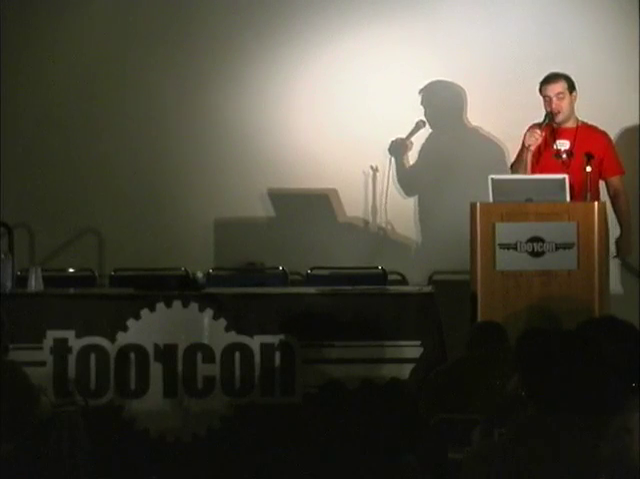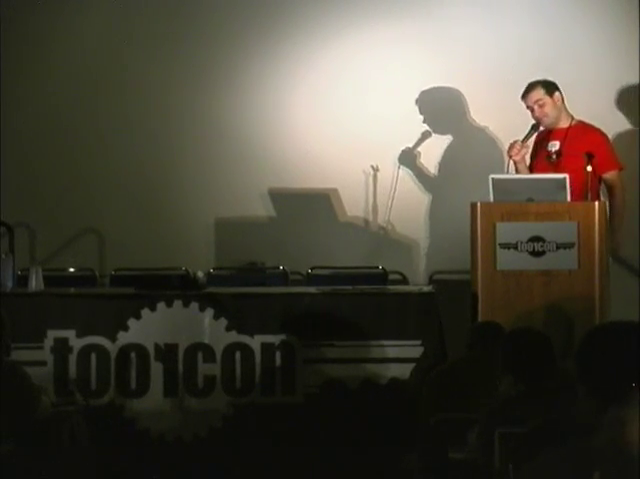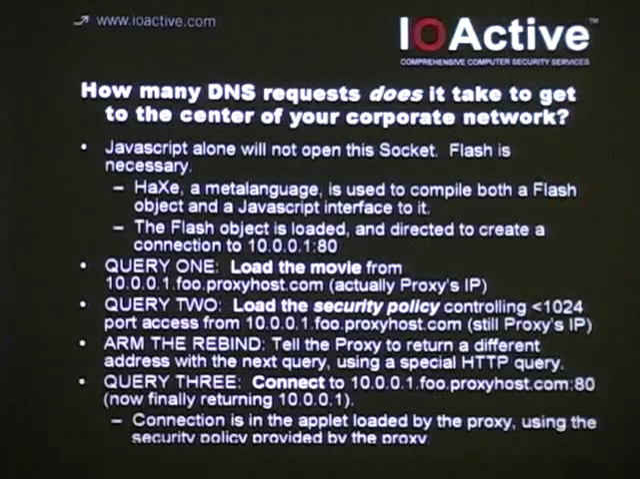So what I do is I compile a Flash movie. First off, the browser has to load the movie. And that's going to be loaded from 10.0.0.1.fooproxyhost.com, which is going to DNS resolve to the proxy's IP. Now, the first thing this Flash movie is going to do is say, I need a security policy that says I can do whatever the hell I want. And it is going to download that security policy, still same domain, from 10.0.0.1.fooproxyhost.com. Still same IP. Everything is great.